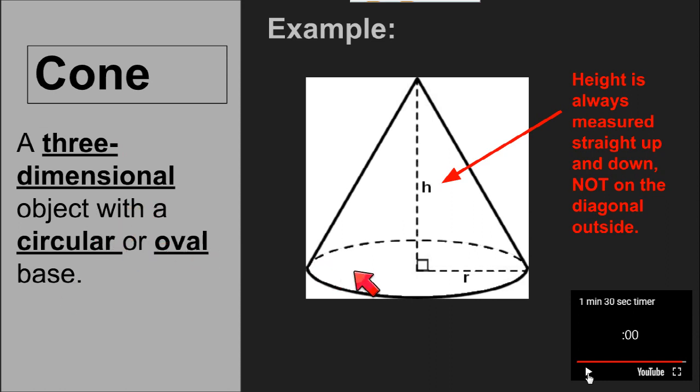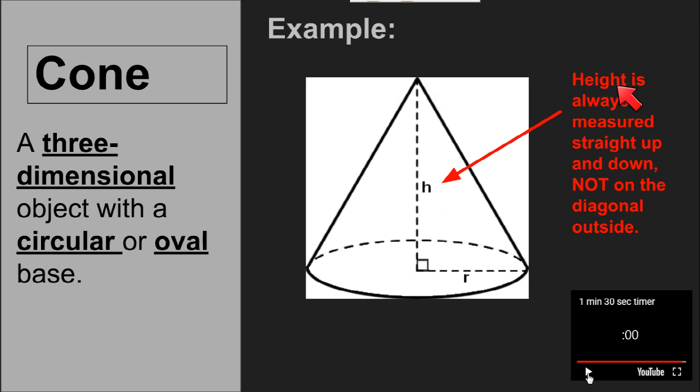So again, the base is the bottom part of our shape, and that needs to be circular like a circle or an oval. So you can see that we have that. Over in your example, hopefully you showed our dotted line. So we have H for height, and R, as we learned, is radius. This makes a 90-degree angle.